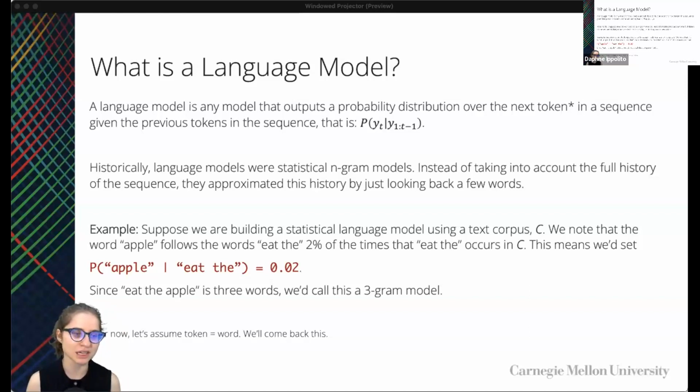Historically, language models were statistical n-gram models. This meant that they just counted the number of times that a word followed some other set of words in some corpus of training data, and then they predicted a probability based on that. As a practical example, suppose we have some large corpus of text C, and we note that the word apple follows the words eat the 2% of the times eat the occurs in the corpus. This just means we'd say that the probability of apple given eat the is 0.02. And since eat the apple is 3 words long, we'd call this a 3-gram model.